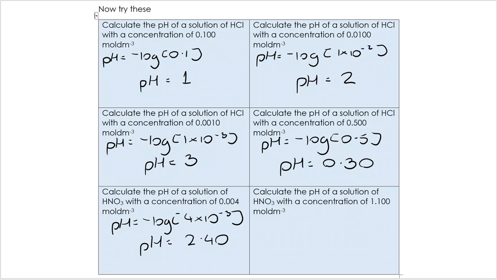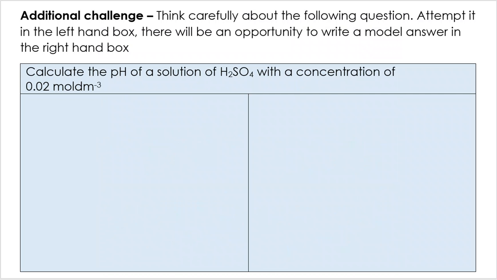And finally, we've got HNO3, a very concentrated one, 1.1. On this one, we get a pH of negative 0.04. Any acid where the H plus concentration is greater than 1 molar, the pH will be negative. So you do need to watch out for that. We're going to develop this further. Have a go at this question.